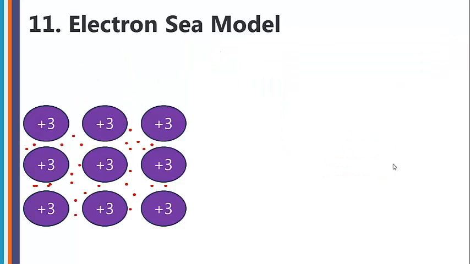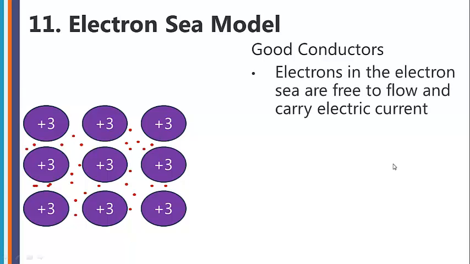Last question is about the electron sea model to explain why metals are going to be malleable and good conductors. Metals are going to be good conductors because the electrons in this electron sea are able to freely flow and carry electric current. All of these electrons came from these cations. These are all metal atoms, so they could be like aluminum or something like that. Each metal atom has given up 3 valence electrons to this electron sea. Everybody's given up 3.